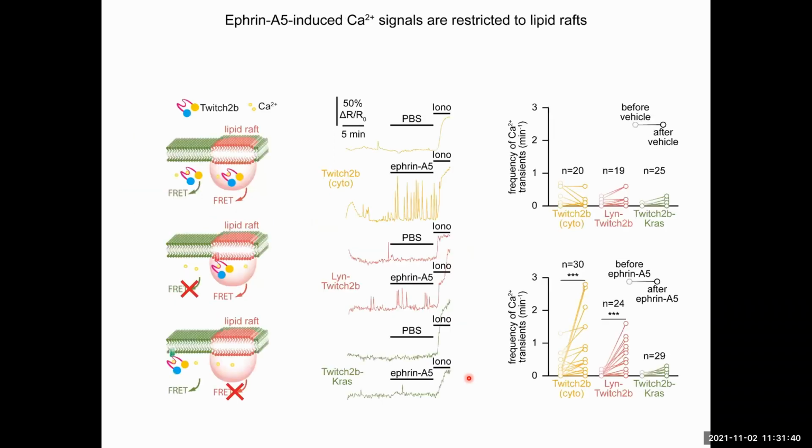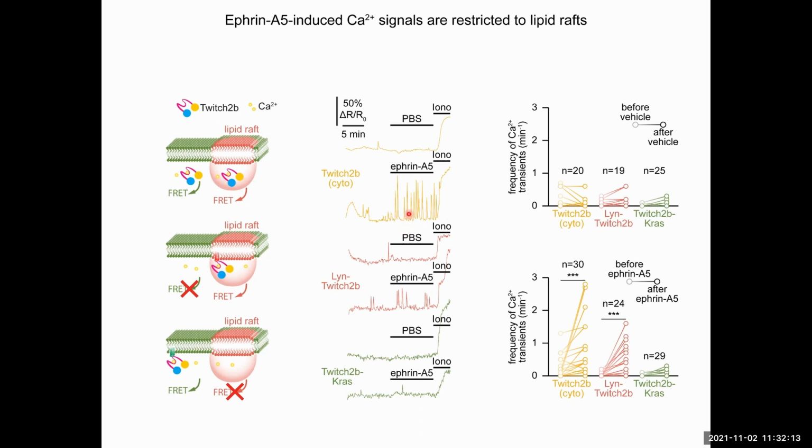What about calcium? We used a different biosensor, a calcium biosensor called Twitch2B. Twitch2B was good enough to be targeted to lipid raft or outside lipid raft and record directly the calcium signals. And what we found is that upon ephrin A5 application, the calcium signal that was detected was an increase in the frequency of calcium transients.